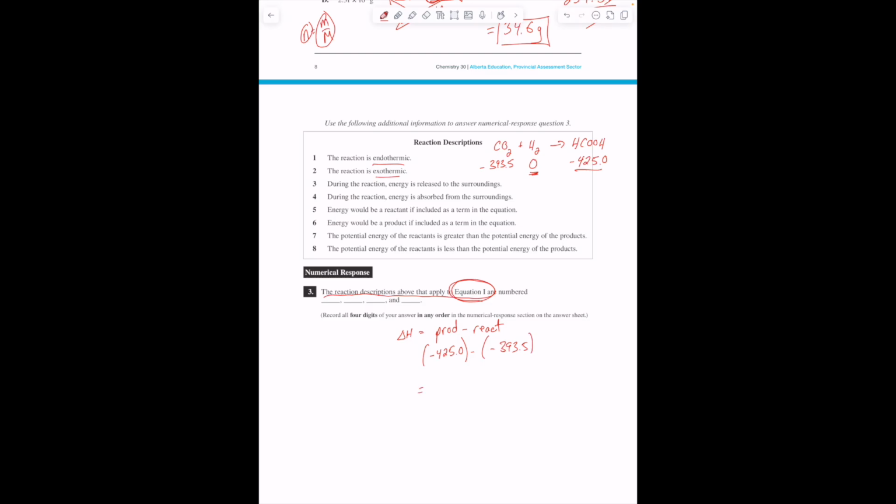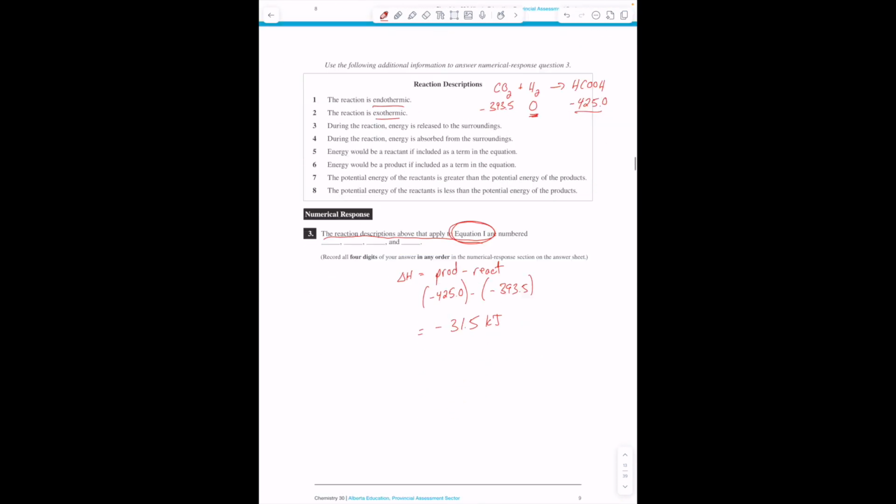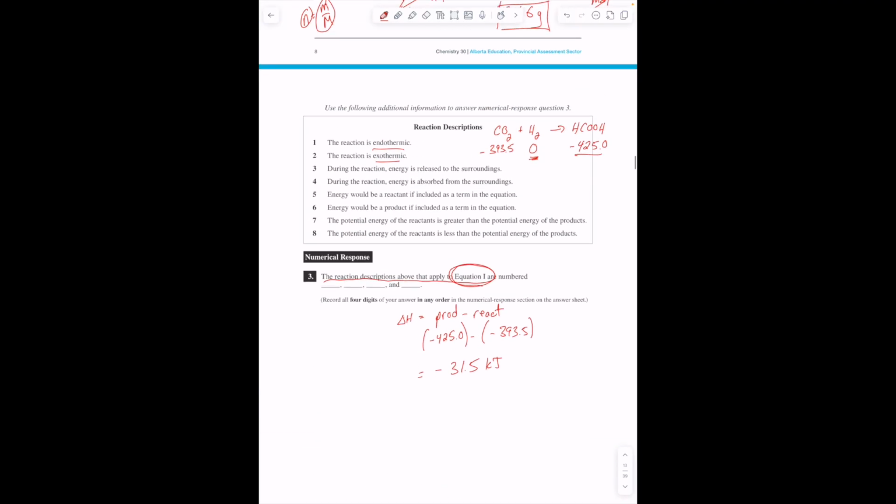Now, I didn't put in my units or anything, but I think you know what I'm doing. I guess if I need to, I should put those in. But that's negative 31.5. So this reaction is negative 31.5. All right, now let's go solve it. The reaction is obviously exothermic because of the negative. During the reaction, energy is released to the surroundings. True. Not absorbed. False.